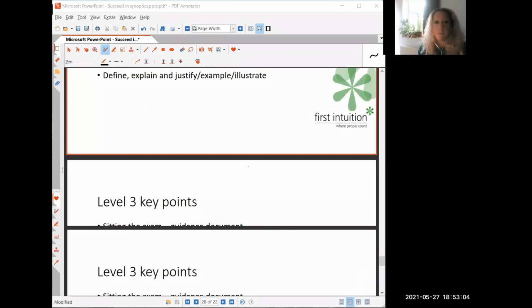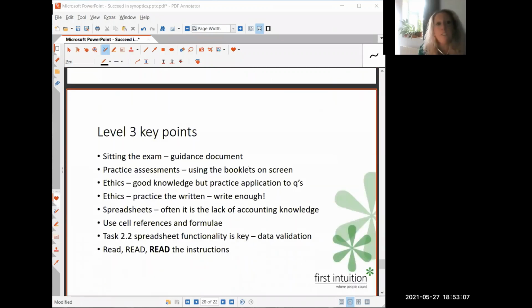At level 3, there is a guidance document that's available, and there is some resource on the AAT in your login there, which will tell you what to expect in the exam, how the exam is going to perform, what you can expect to see in terms of the timing. So from start to finish, how is it going to feel for you? Really good to know what to expect. So a useful document there.